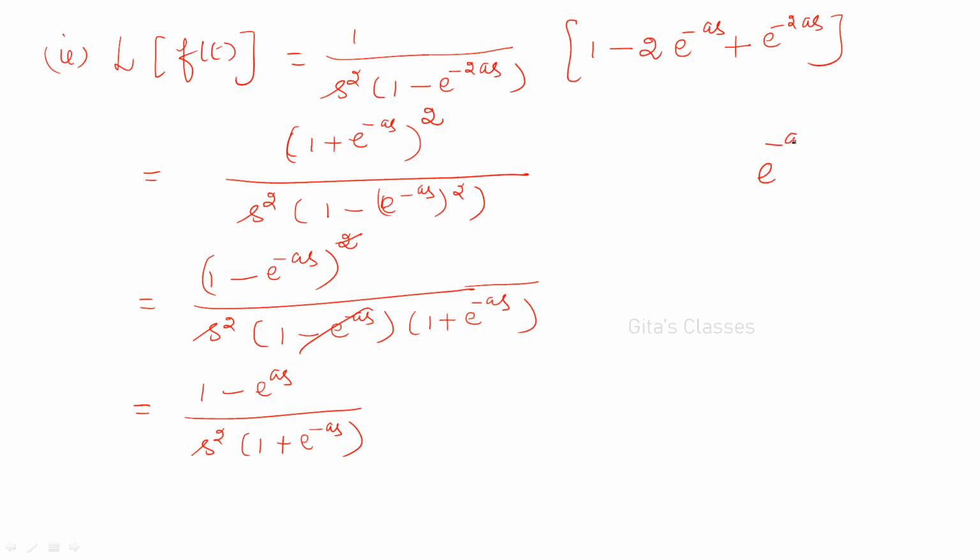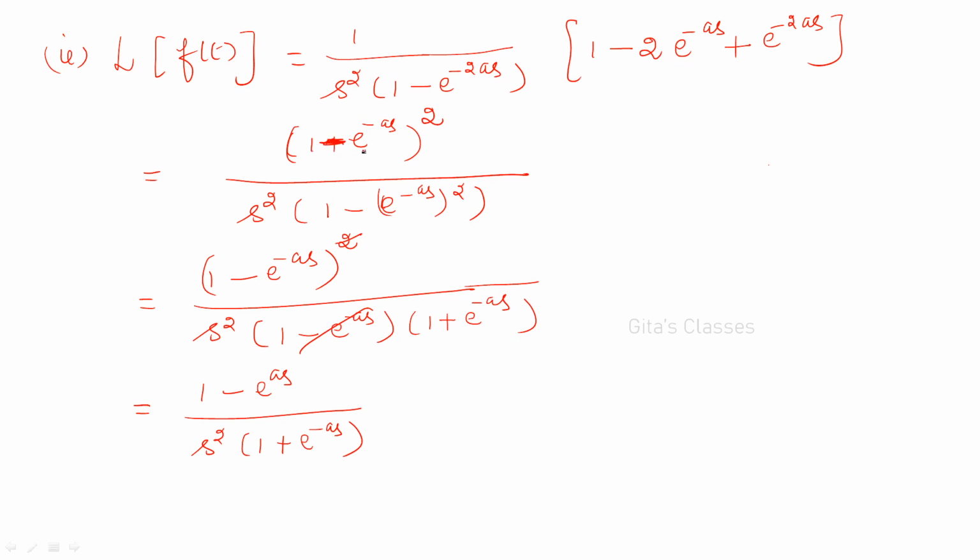That is, e power minus as the whole square: e power a power m the whole power n is a power m into n. So you can multiply the 2, and you will get the same function, that is e power minus 2as. So here it is 1 plus, here it is not plus, it is minus. 1 minus e power minus as the whole square, because it is a squared plus b squared minus 2ab. So this is minus.